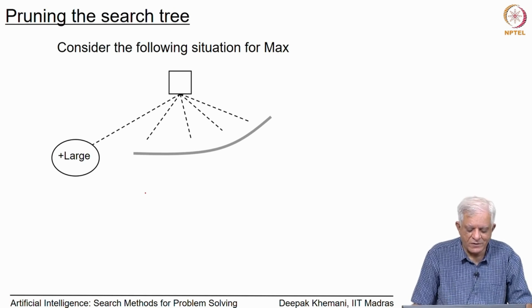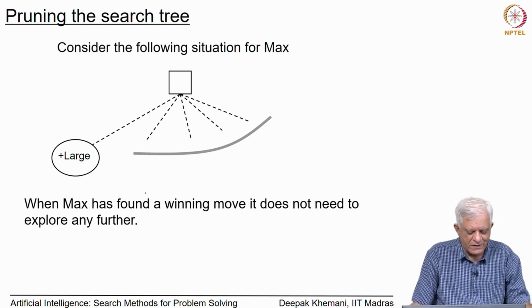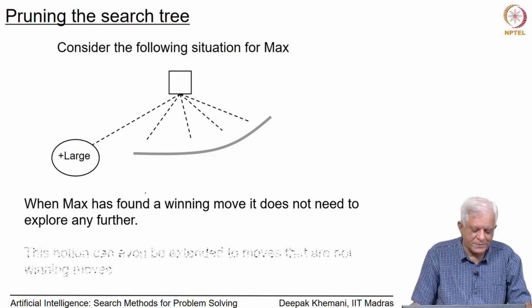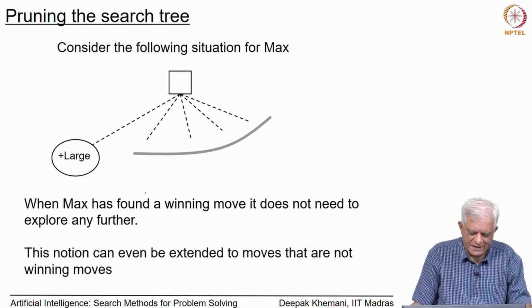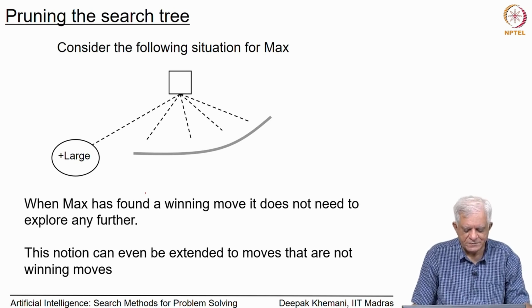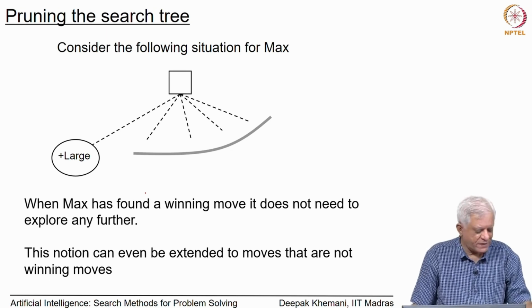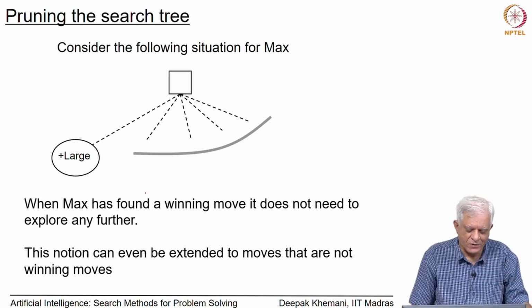So, there is no point in looking at the other children of max. We could prune those children and save time by not making recursive calls to them. In this case max has found a winning move and does not need to explore any further, but we will see that this process can be extended to moves that are not winning moves. So, it does not have to be plus large for such pruning to happen, it can happen with other values, and this is what we will study now.